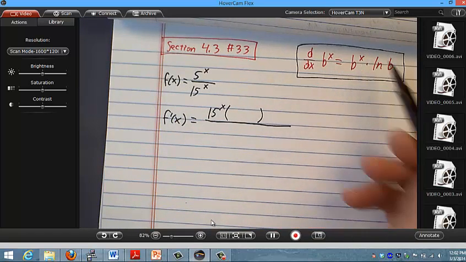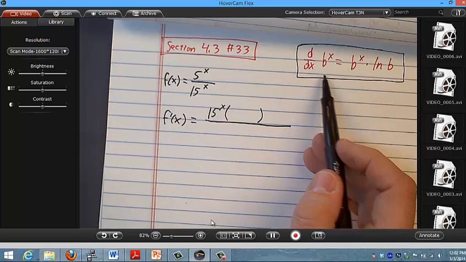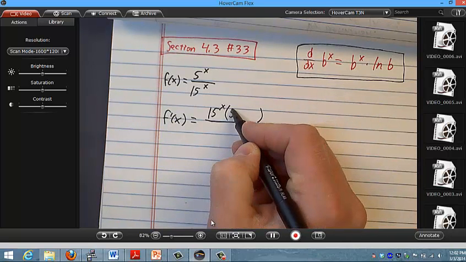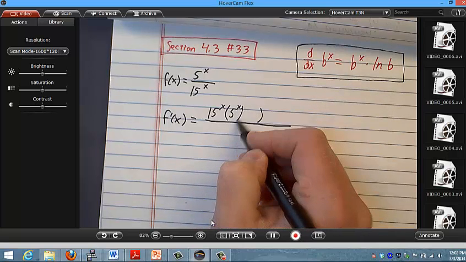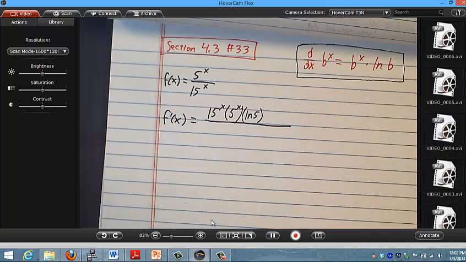But part of it was we hadn't covered logs yet. So what is the derivative of 5 to the x going to be? 5 to the x times the natural log of 5. You just take the natural log of whatever the base is. Okay?